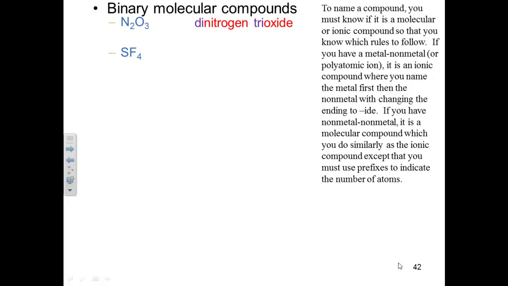This is once again a molecular compound, non-metals, so we're going to be following these rules and have to put the prefixes. So you name the first one as it is, sulfur, and then you have the second one. We're going to change the ending to -ide, which would be fluoride, but I also need to say how many there are since this is a molecular compound. So sulfur tetrafluoride.